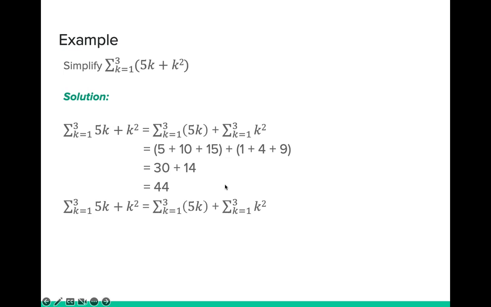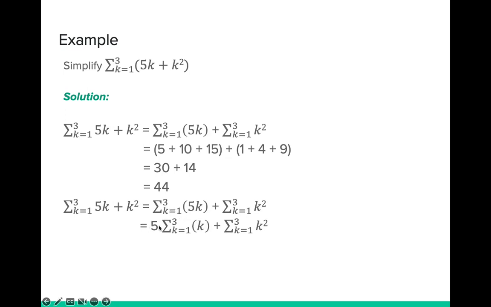So here's another way of simplifying this summation, or evaluating actually. The better term is evaluating. So we have the same expression and we want to evaluate this. So again, this summation may be distributed to the individual terms of this expression, 5k plus k squared. And now we can see that there is a constant 5. So using the second property, we can take the constant out of the summation.